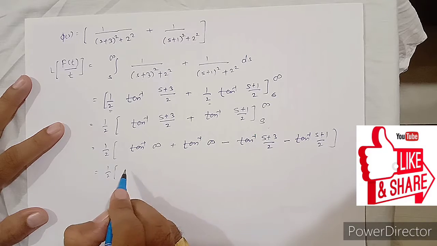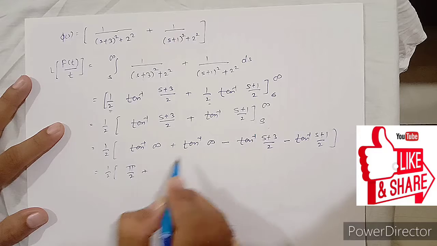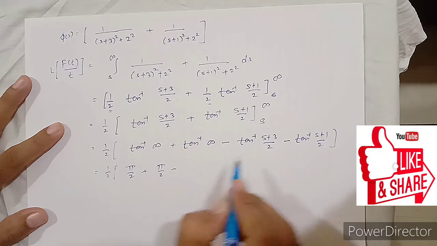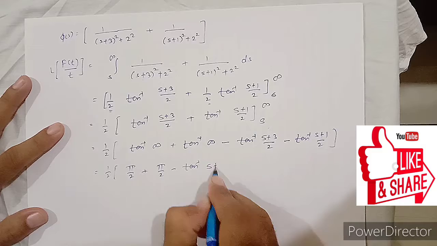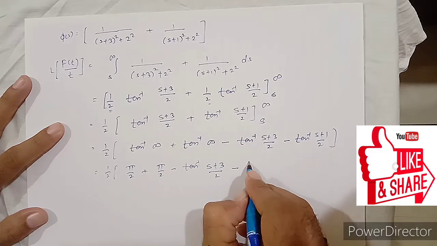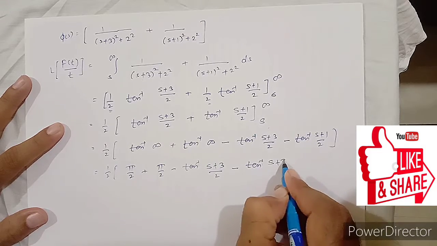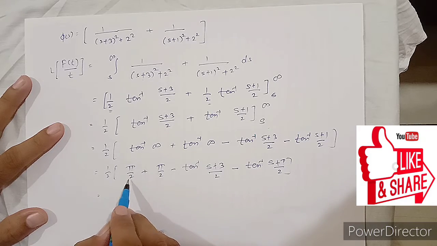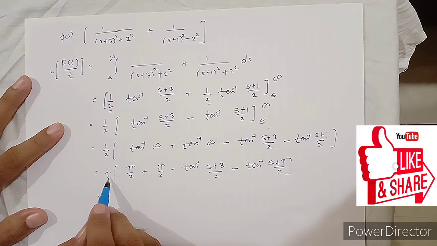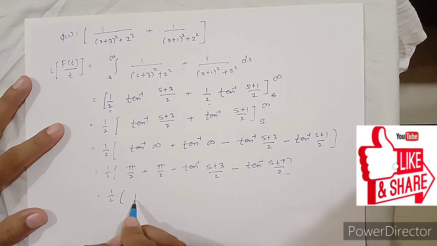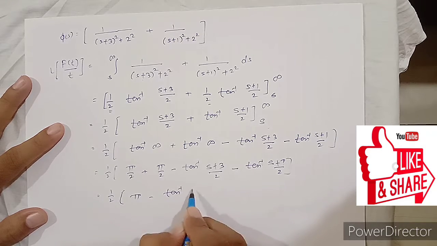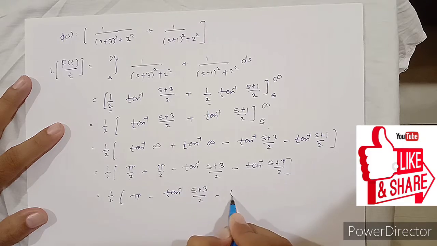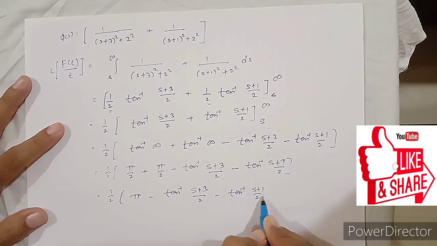It is pi by 2, or we can call it 90, right? Again it is pi by 2 only, minus tan inverse of (s plus 3) divided by 2 minus tan inverse of (s plus 1) divided by 2, as it is, right? So pi by 2 plus pi by 2, that means 90 plus 90, we can call it 180, right? So 180 divided by 2 is again 90, or we can put only 180, right? So this is our final answer.